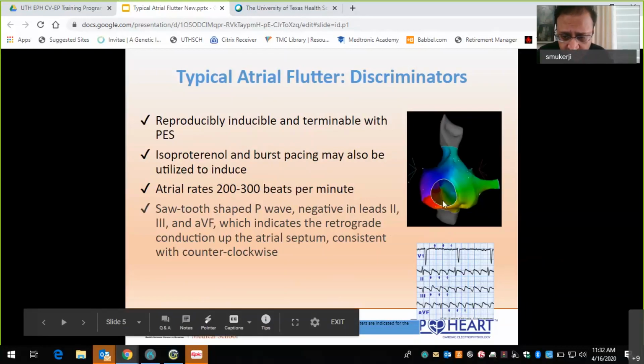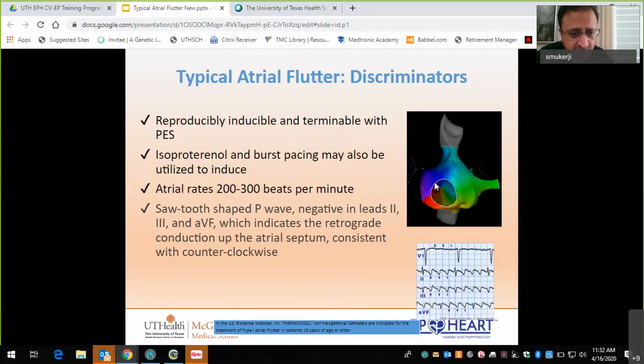So this is a map, as you can see, a 3D map of atrial flutter. As you can see, as I call it, the head and the tail, or the exit and the entry point, if you will. Again, just to reiterate, 200 to 300 beats a minute, typically, that's what we see.